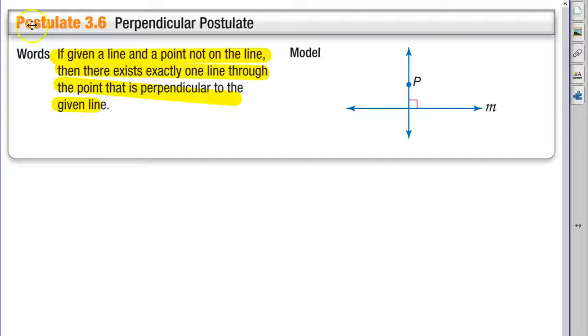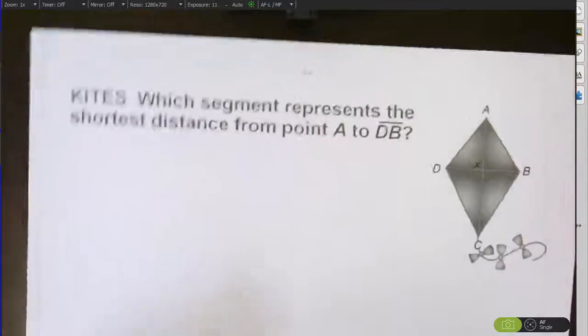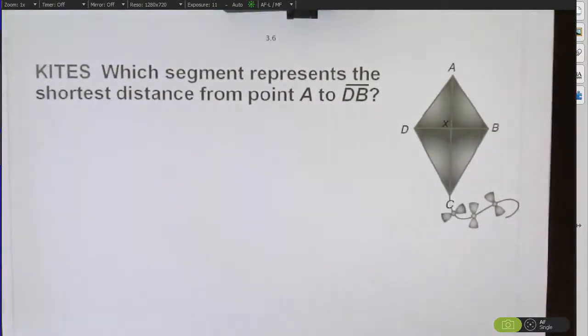All right, next example then. A lot of the examples here are kind of short, but it says which segment represents the shortest distance between point A to DB. If I go to the drawing, whoops, wrong picture. Which segment represents the shortest distance from A to DB?